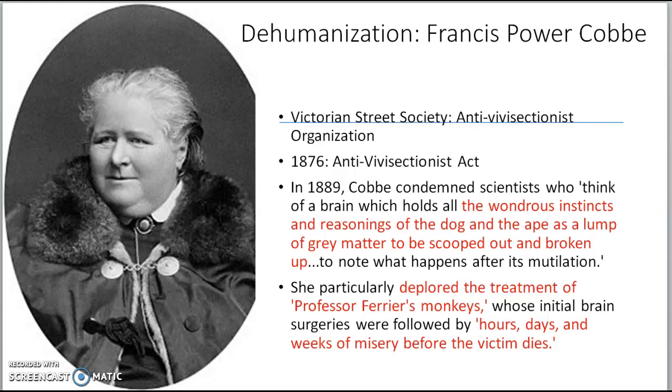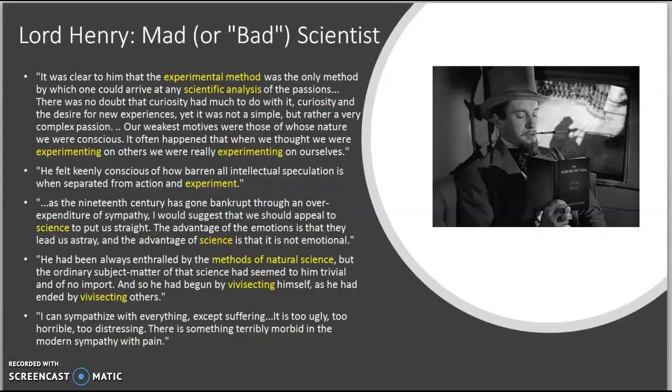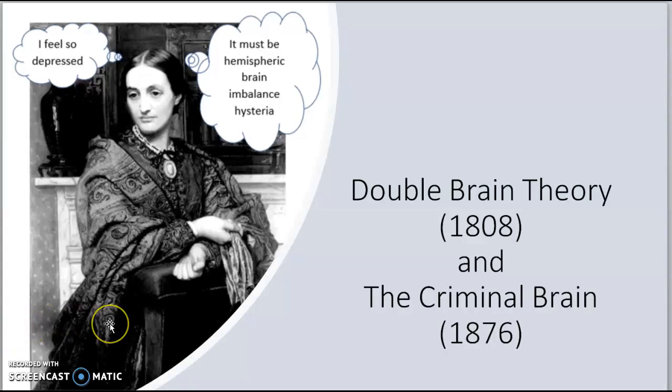In fact, these vivisectionists were doing all sorts of cruel, horrible experiments. And not because, for the most part, they were horrible, cruel people, but they were so focused on the science, and they were really lacking that humanity, that thing that we struggle for even today, really. So we are going to see a mad or bad scientist in Dr. Jekyll. We're going to see a mad or a bad scientist in Dorian Gray. And the second theory we're going to talk about is double brain theory, and the third, the criminal brain. These two theories are linked. The double brain theory began much earlier, and the criminal brain comes much later.